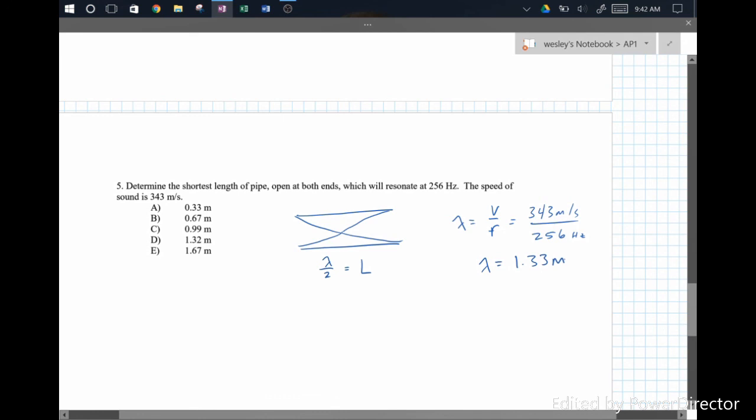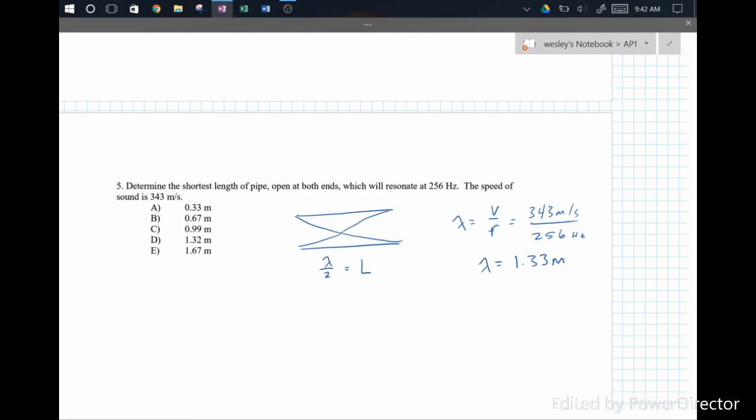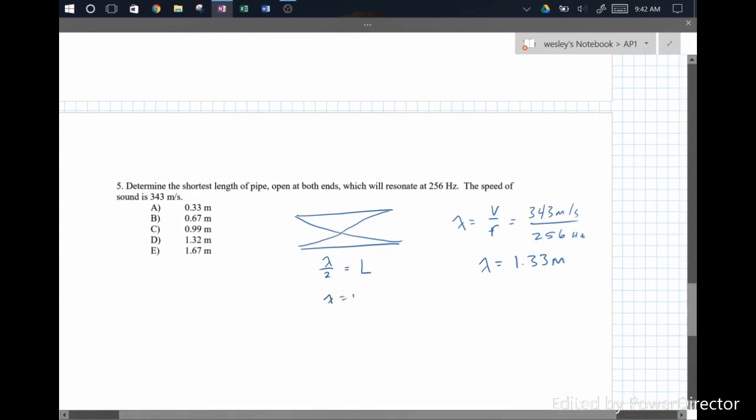So I want my shortest length of pipe. I need a fraction of a wave, because if I continue to go up, I get lambda equal to L, I get 3 lambda over 2 equal to L, I get 4 lambda over 2 equal to L. Each one of these things is bigger than the fundamental. Fundamental is my shortest length of pipe for a given wave. So if lambda over 2 is L, then it's 1.33 divided by 2 equal to my length. My length comes out to be 0.67 meters.